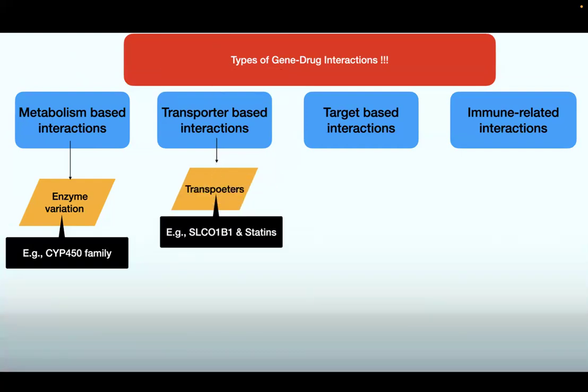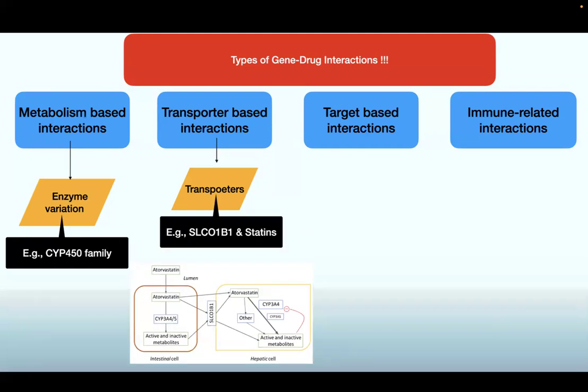For example, we are having SLCO1B1 and some of the statins with it. Okay, so we can say variants or mutations in this particularly SLCO1B1 that can increase your risk of statin induced muscle toxicity. स्टेटिन से जो मसल टॉक्सिसिटी होती है वो इंक्रीज होती है अगर ट्रांसपोर्ट बेस्ड इंटरेक्शन होता है तो, बिकॉज दैट आर रिस्पॉन्सिबल फॉर स्पीडी ट्रांसपोर्टेशन. ओके, so this is the mechanism here.